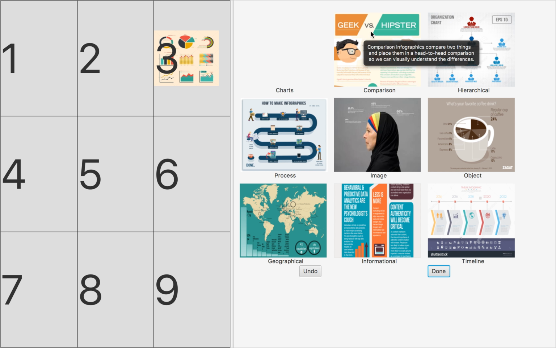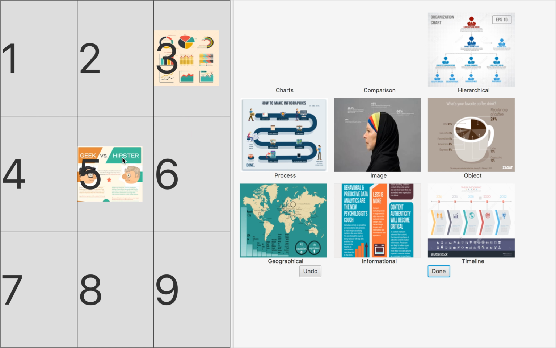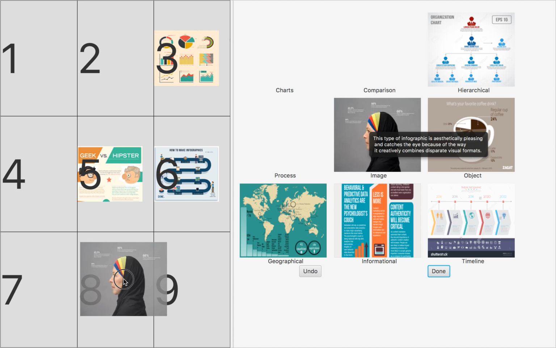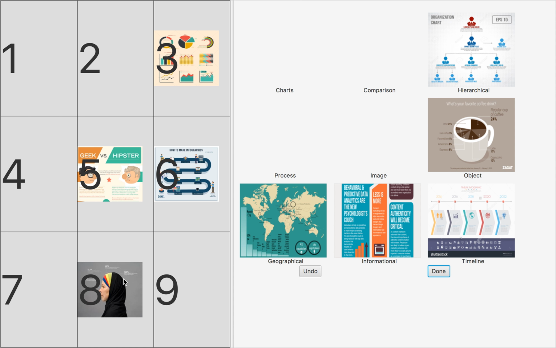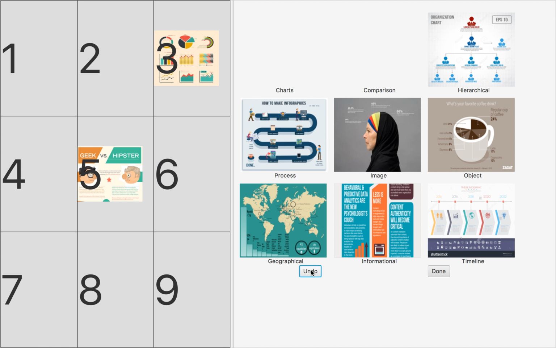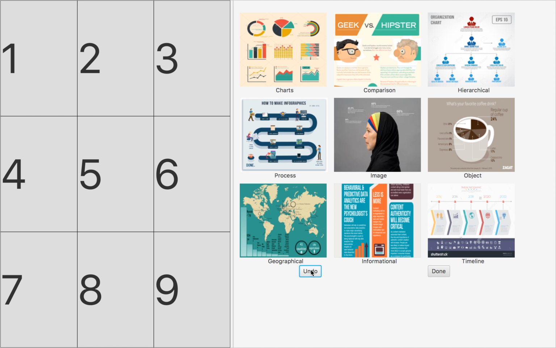Similarly, the infographics can be dragged and dropped according to the subject's perception. Again, in this program, we have an undo option. If in case they are not happy with their moves, they can always bring them back.